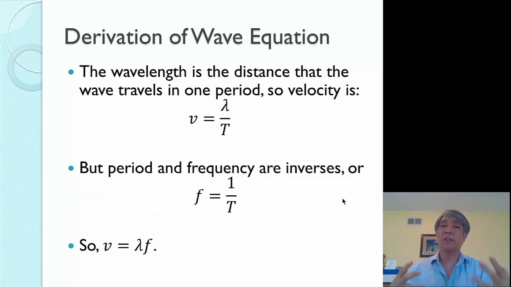This slide talks about the derivation of that wave equation. The wavelength, by definition, is the distance that the wave travels in one period. So your velocity is nothing more than distance divided by the time that it takes. Since period was the time, it becomes lambda over T. But remember, period and frequency are inverses of each other, so f is equal to 1 over T. That's how I end up with the wave equation. It's based completely off of the definitions that we've been working with.